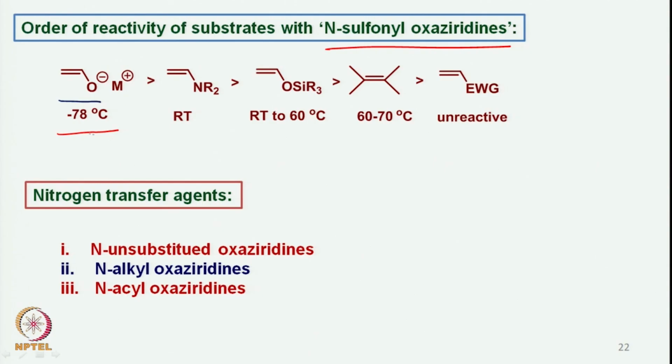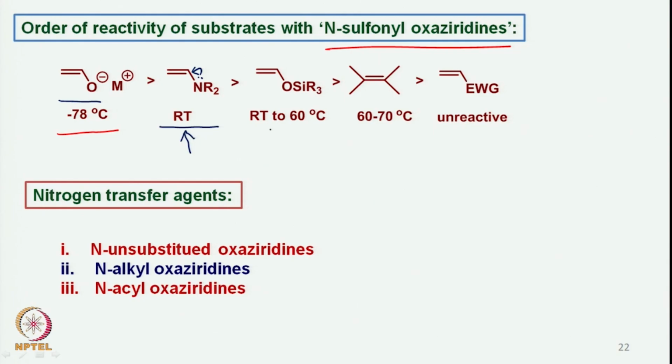So, we use -78 degrees, which means a very low temperature. Now, we have an enamine that is also very reactive, because you have a lone pair of electrons on the nitrogen that donates electron density to the double bond. The reaction can be carried out at room temperature. So, it does not require very low temperature; room temperature is good enough.